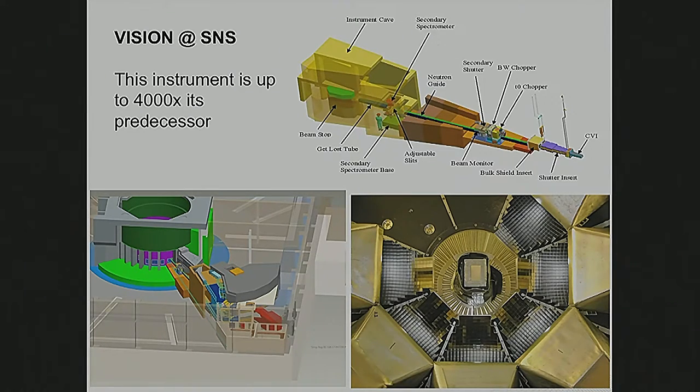VISION is a phenomenal instrument. It's 4,000 times better than the previous instrument, which is called TOSCA. It's at the ISIS neutron spallation source in the United Kingdom, and I was the senior instrument scientist there until I came here 3 years ago to take over the group. It's a beautifully designed instrument.